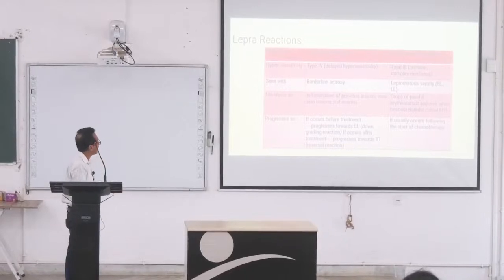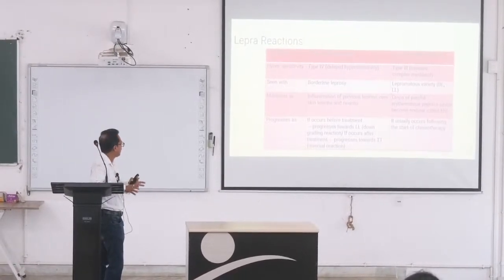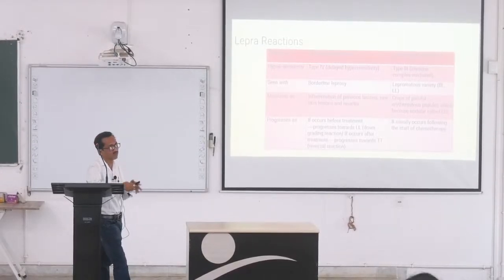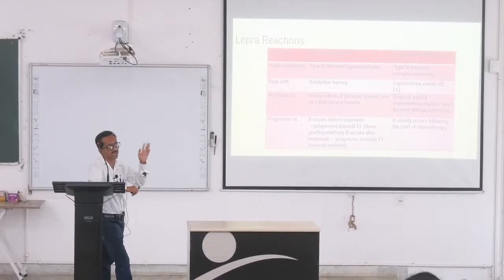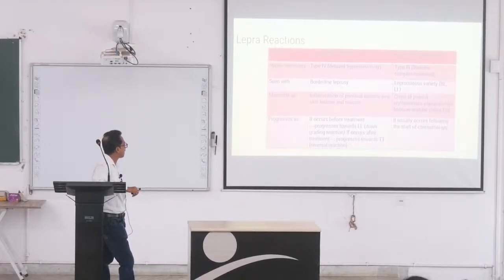Now, when can it occur? Type 1 can occur before treatment. So when it appears, you may think that it was borderline type, but it was progressing towards the lepromatous type. So if it occurs before treatment, progressing towards lepromatous type, it is a downgrading reaction.